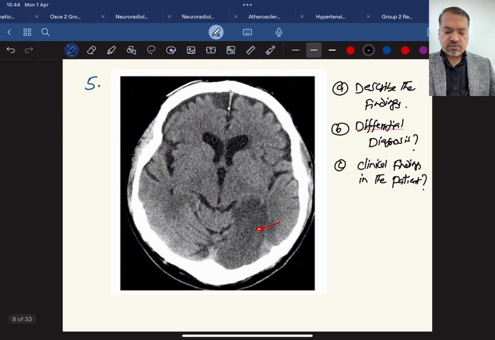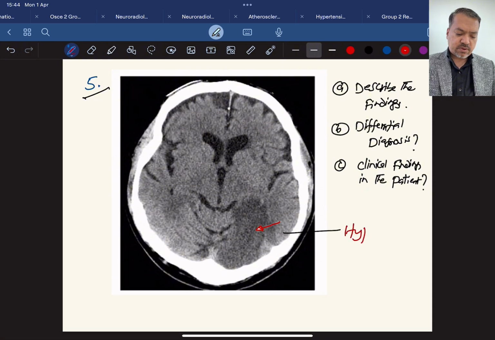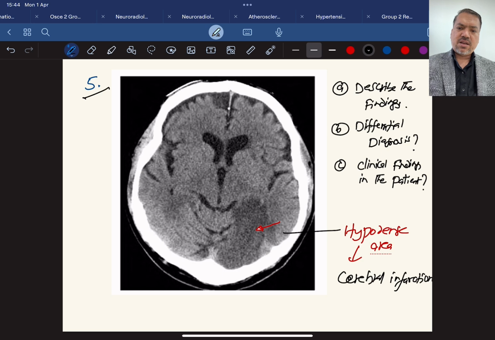Now let's go to another one. So this is another case, again showing the CT scan. Describe the finding. The finding is here in this area. You can see the hypodense area here, hypodense area in the CT. And if they ask you a differential diagnosis, one of the important differential diagnoses here is cerebral infarction. If they give you a typical case of stroke or paralysis of one half of the body, then it is a case of cerebral infarction.